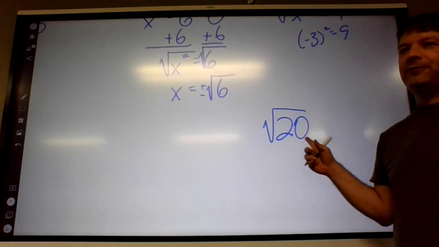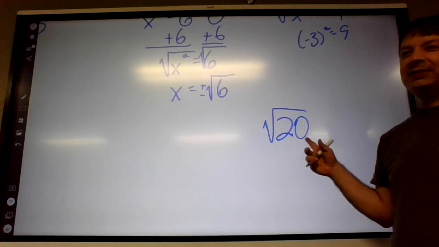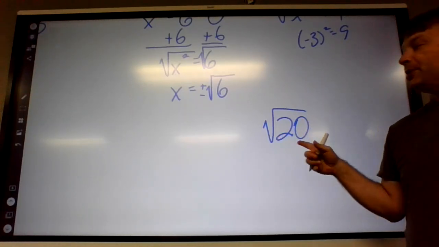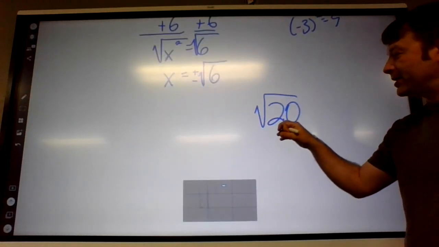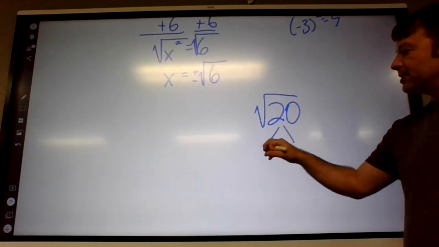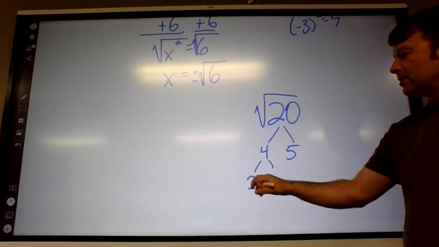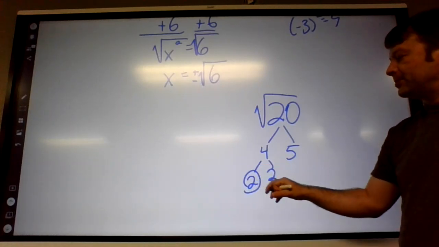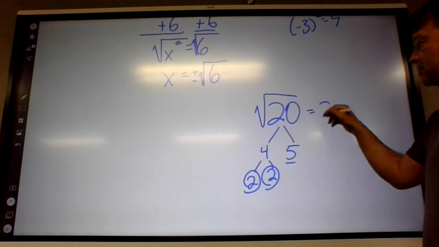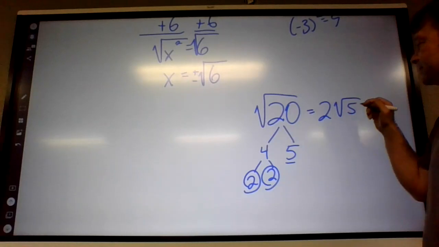All right. So, for example, square root of 20 doesn't have a nice square root, but it does simplify. You guys remember how to do this without a calculator? 2 square root of 5. Right. You break it down, and then the double comes out. So it's 2 square root of 5.